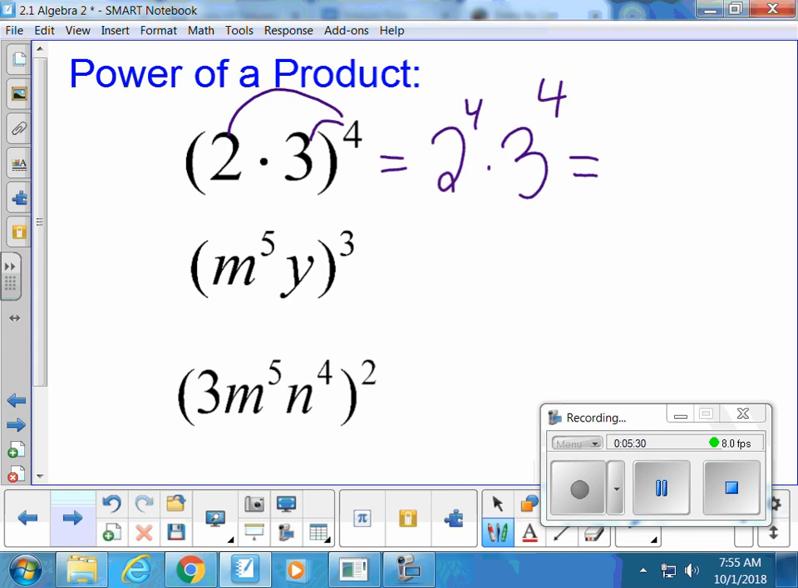2 to the 4 would be 2 times 2 times 2 times 2, 4 times. So 16. And then 3 to the 4th is 3 times 3, 9 times 3, 27 times 3, 81. But yeah, I would probably just type it in and see what the overall answer is. 1296. And they actually have it on the paper. 1296.